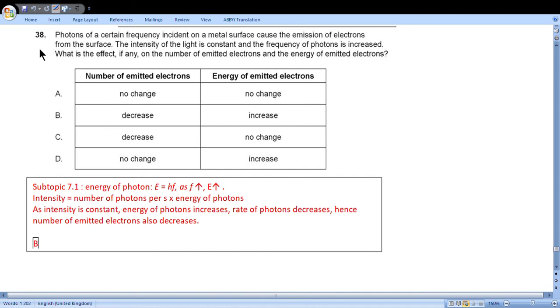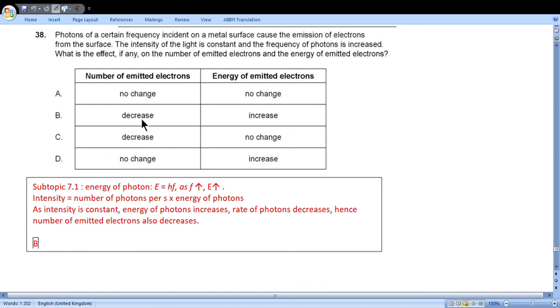38. Photons of a certain frequency incident on a metal surface cause the emission of electrons from the surface. The intensity of the light is constant and the frequency of photons is increased. What is the effect, if any, on the number of emitted electrons and the energy of emitted electrons? So, subtopic 7.1, energy of a photon is E equals hf. So as frequency increases, energy increases. Intensity is the number of photons per second multiplied by the energy of a photon. As intensity is constant, energy of photons increases, so the rate of photons decreases. Hence, the number of emitted electrons also decreases. So we choose answer B.